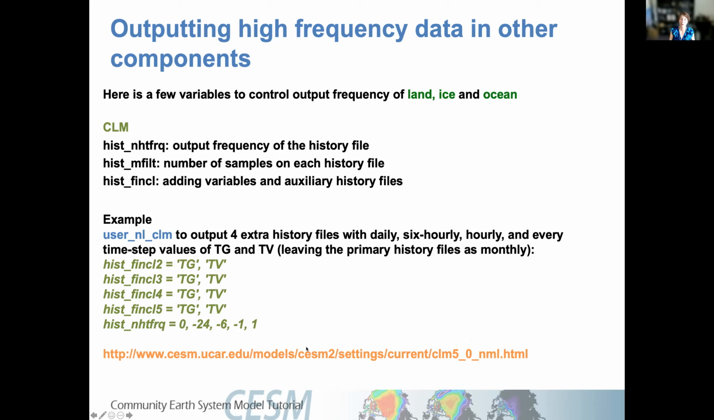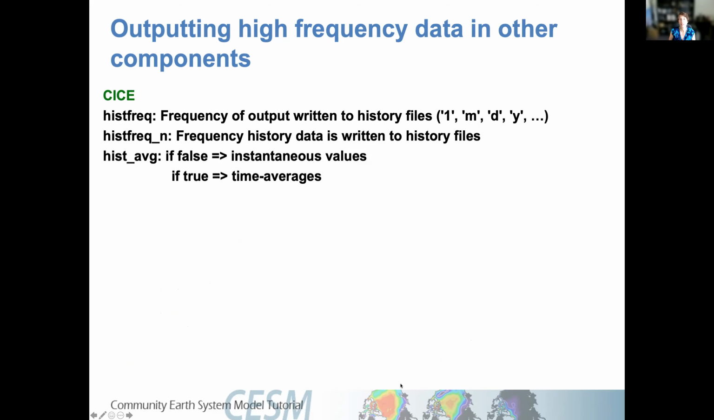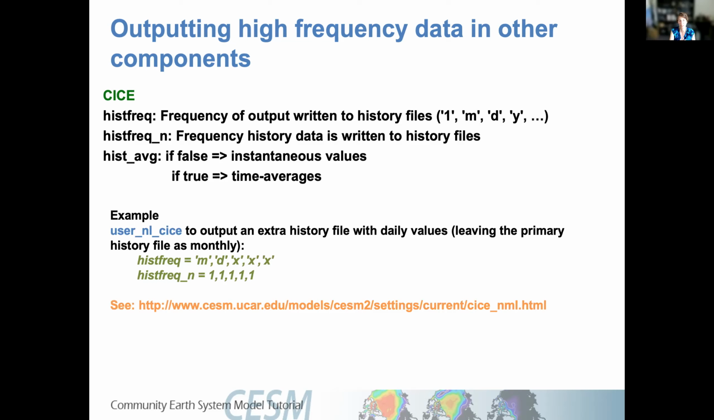Then have a look, and if you want more information about the namelist variables for CLM, you go to this location. You can also access it from the web page, as I showed you in the previous slide. Then this is how to modify to get high frequency output for the CICE. And this is an example of how to output daily values for the CICE.